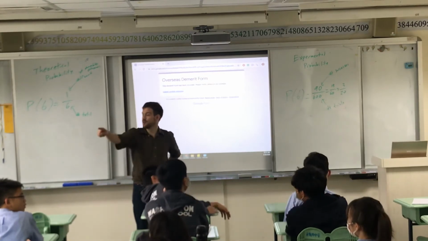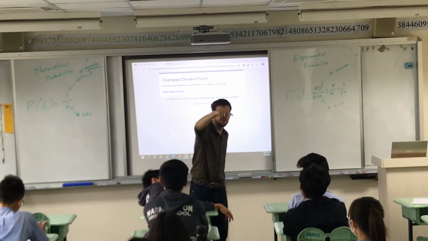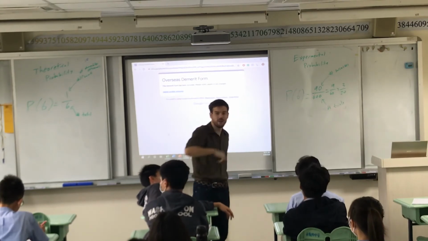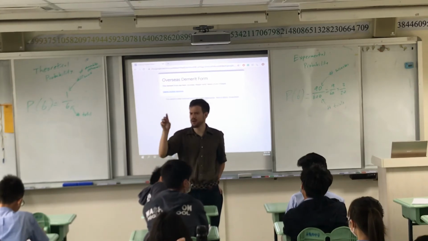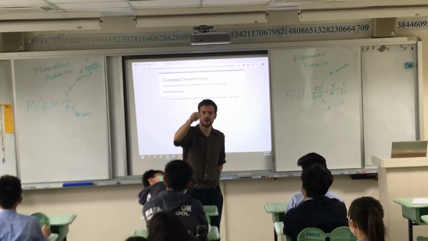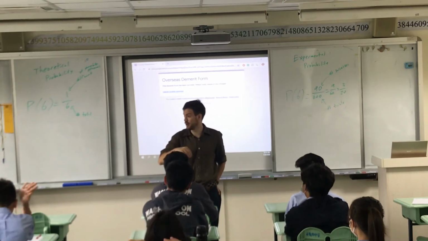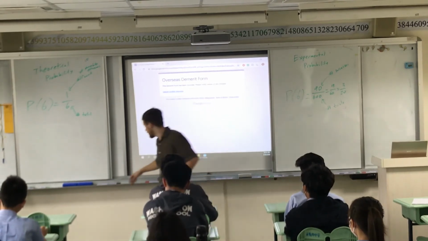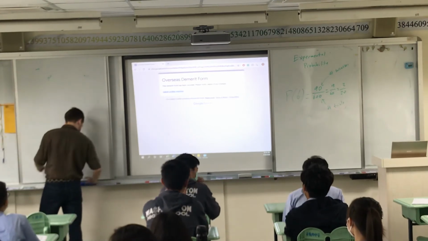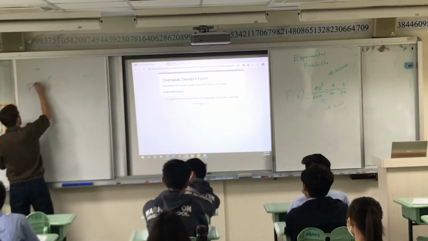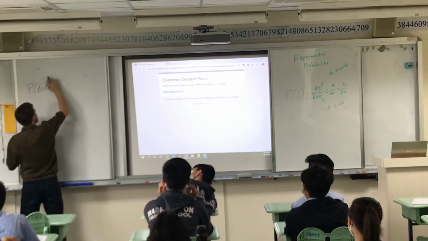So there are 1, 2, 3, 4, 5, 6, 7, 8, 9, 10, 11, 12, 13, 14, 15, 16, 17 people. I'm sorry, there's not 18 people here, guys. Let me recount. There are 20 people here. So the probability of choosing Carlos is 1 in 20.